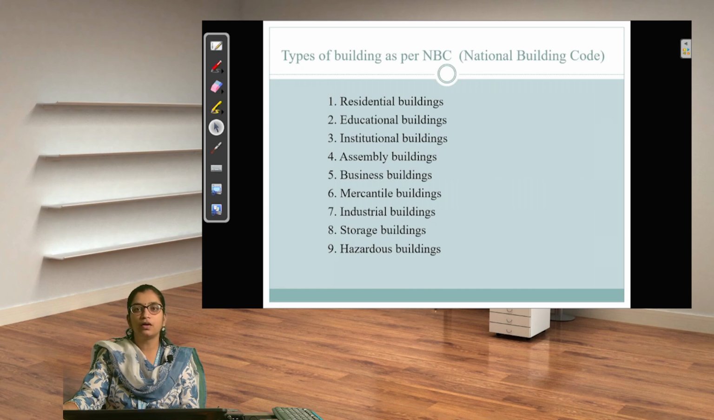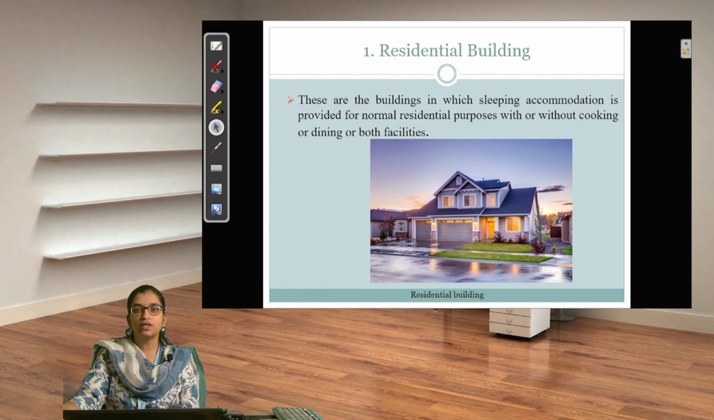So let's go through all of them in detail. First we are going to discuss residential building. As per our knowledge, we say that any kind of house we consider as a residential building, but not like that. The residential building is the building which provides sleeping accommodation with or without cooking facilities. So these buildings we consider as residential buildings where sleeping accommodation is provided, whether cooking facilities are provided or not.